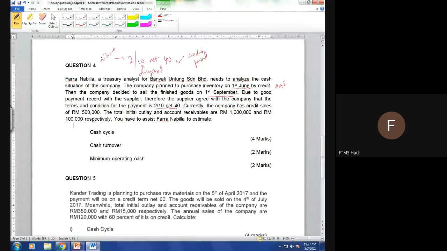All right. Currently, the company has credit sales of 500,000. This is the amount. The total initial outlay and account receivable. You see, there are two pieces of information here, and two figures respectively: the left side, which is this one, and the right side is this amount. So sometimes they combine the two figures and two pieces of information in one sentence. So therefore, you have to assist her in calculating this one.